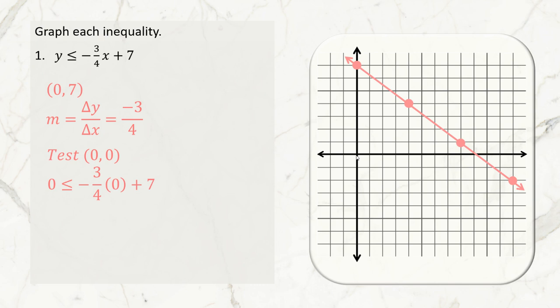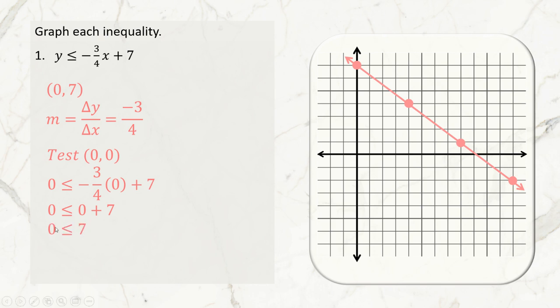So 0 is less than or equal to negative 3/4 times 0 plus 7. Negative 3/4 times 0 is 0. So we're going to get 0 is less than or equal to 0 plus 7. Of course, we know that 0 plus 7 is just 7, right? So we would be left with 0 is less than or equal to 7.